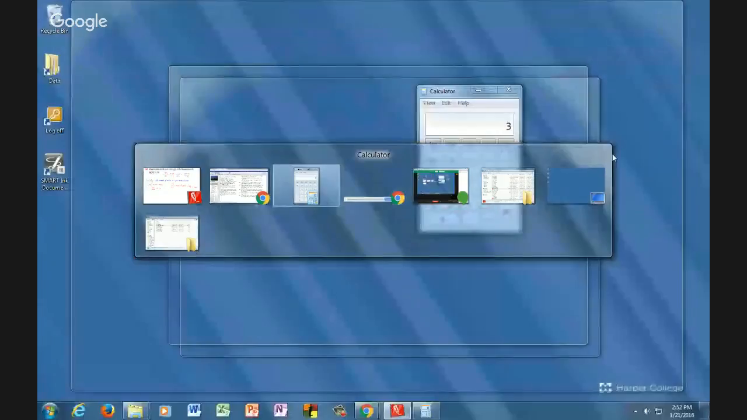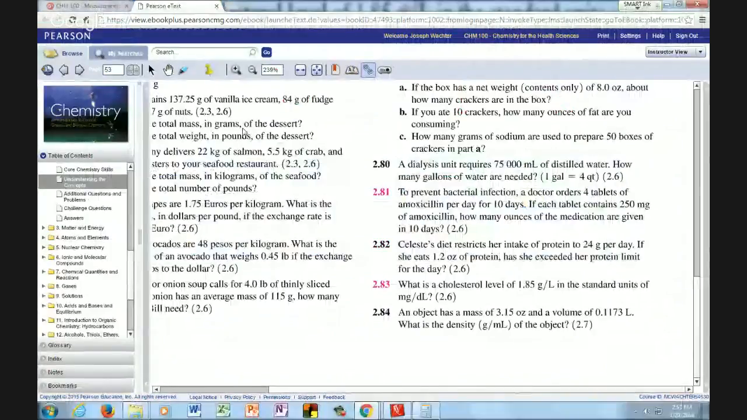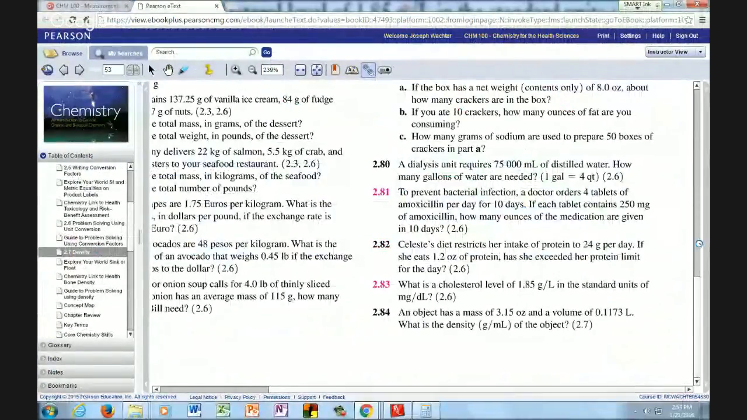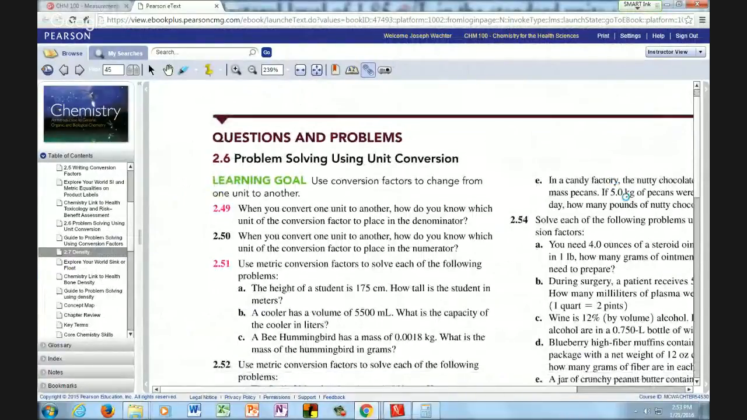Let me show you what density looks like. There's a picture in the book here. Find it.